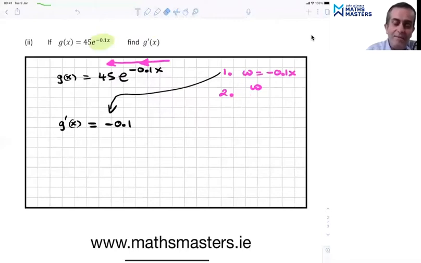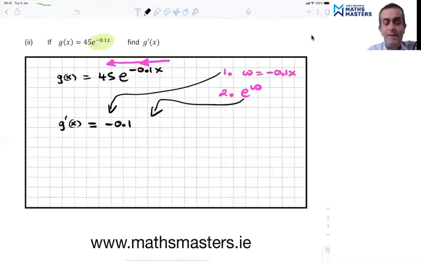And then the next thing that I need to do is differentiate e to the power of w. Now, e is a really, really special function. E is the only function that when you differentiate it, you get the same function back. So when I differentiate e to the power of w, I get e to the power of w. Now remember, you differentiate your functions one at a time, and then you multiply your answers together. And that's exactly what I've done here.